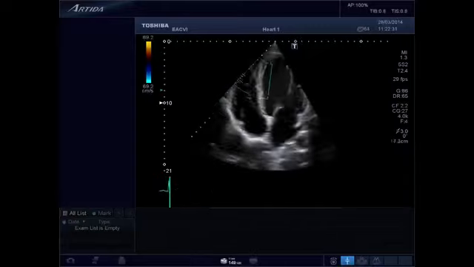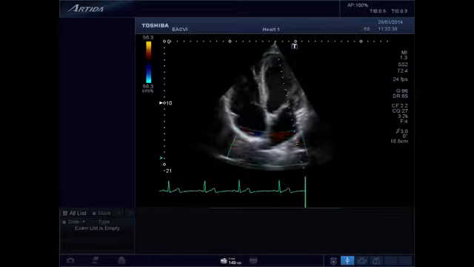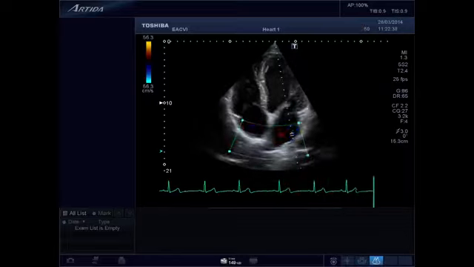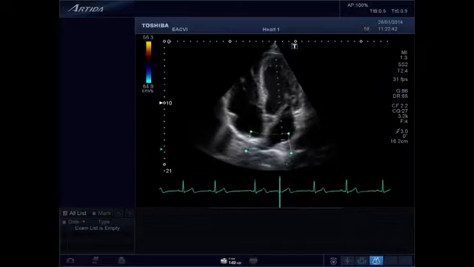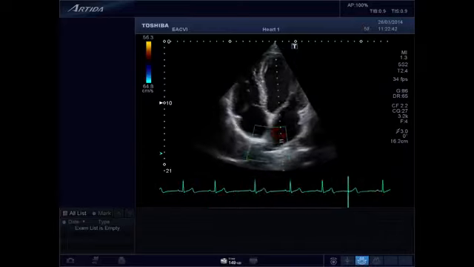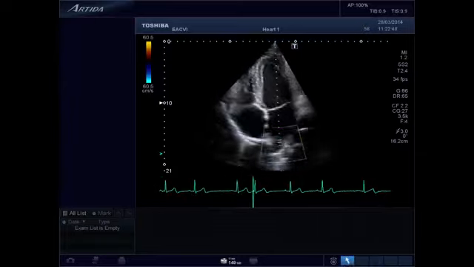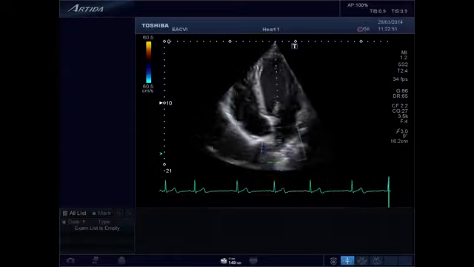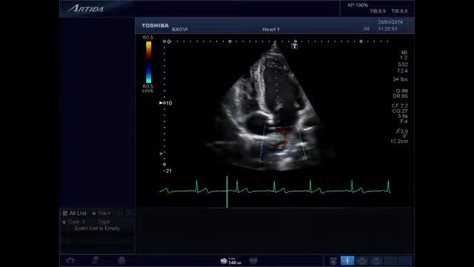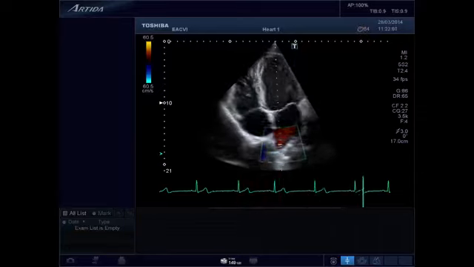the pulmonary vein flow. So I will reduce the size of the box and I will be guided by the color Doppler to be able to know where is the vein. And I will put the sample size within the vein.